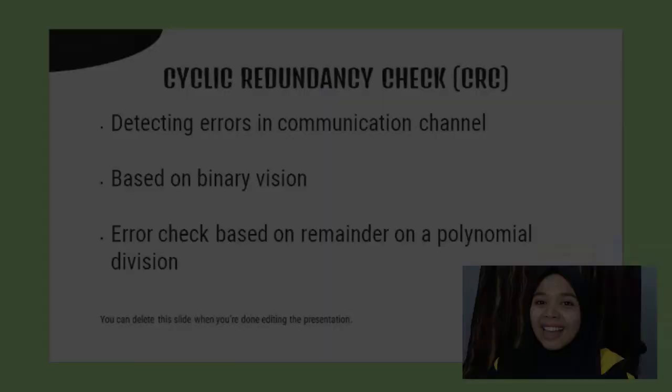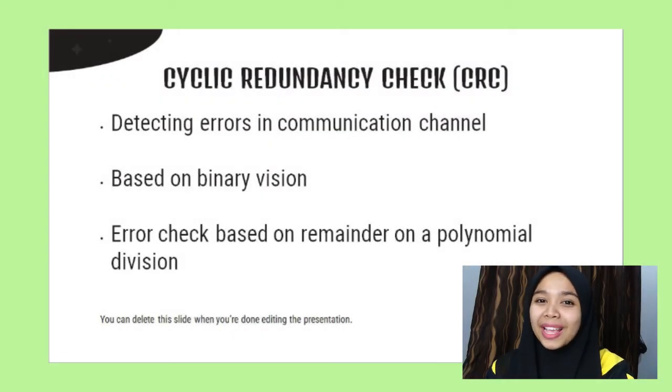Hi, my name is Fatin. Right now, I want to explain more about the cyclic redundancy check, or known as CRC. As stated in the introduction, there are 4 types of methods to detect an error in the communication system or channel, and CRC is one of them. The CRC can detect the errors in the communication channel by binary division. The error can be detected in the remainder of the polynomial division.